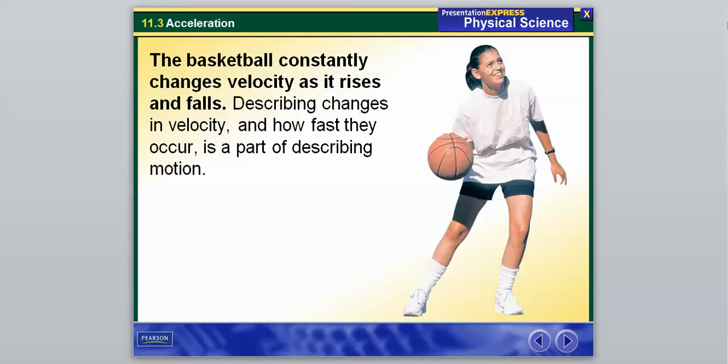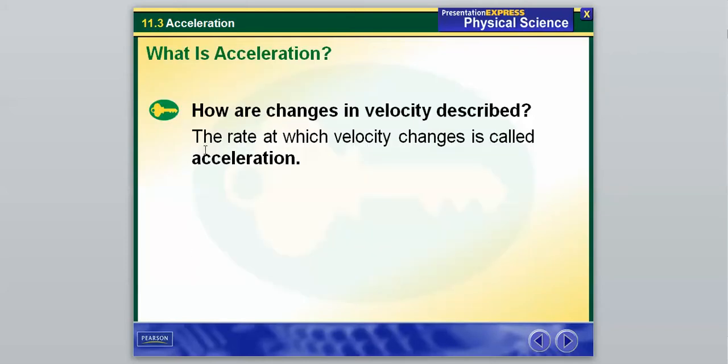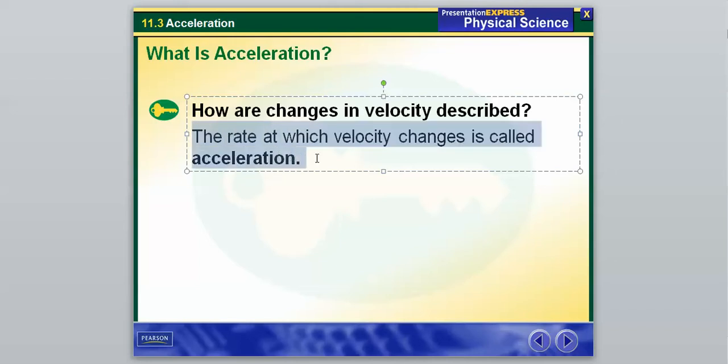I'm sure you have all heard of acceleration at some point in time. Now we're just going to get an actual definition for what acceleration is. I would definitely write this down: it is the rate at which velocity changes. Remember, velocity is the combination of the speed, how fast you're moving, and what direction you're moving in. So now acceleration is described as how velocity changes.